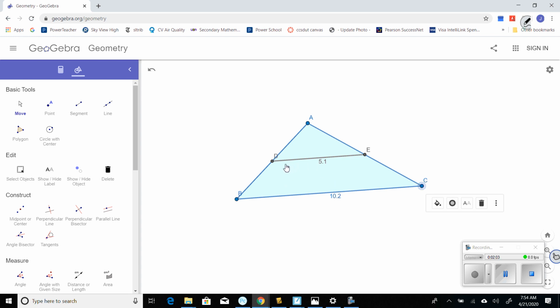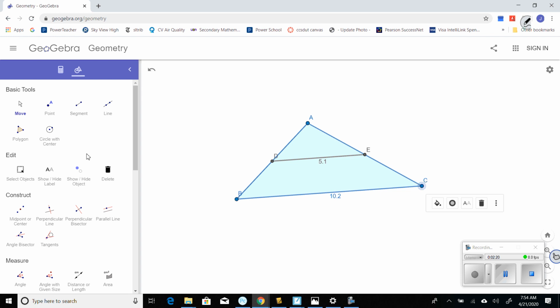The other thing we should see, and this one's a little harder to show on here, but you can kind of see it just by looking at it, is that DE right here is always parallel to BC. So the mid-segment DE is going to be half of the length of the third side, and it's going to be parallel to the third side.